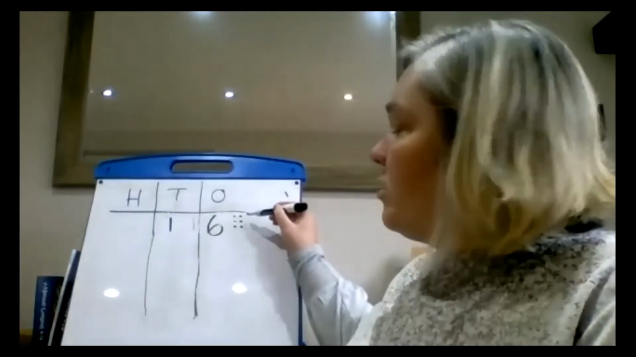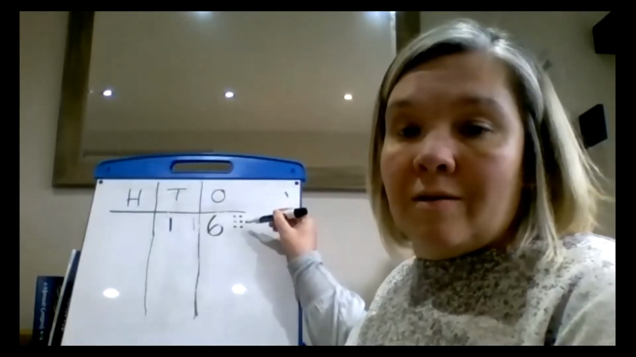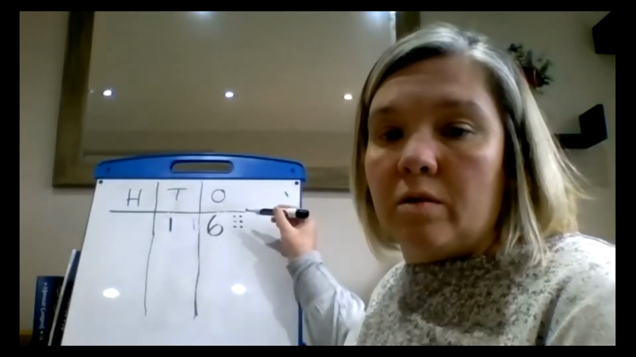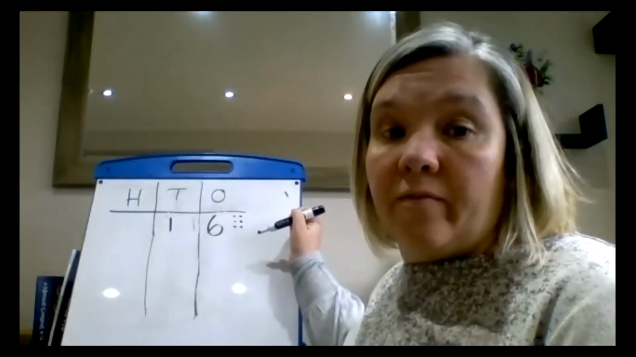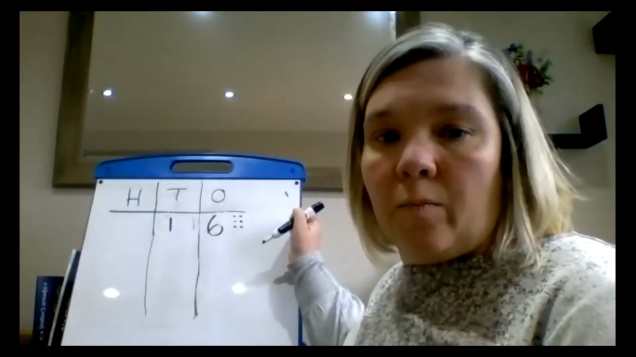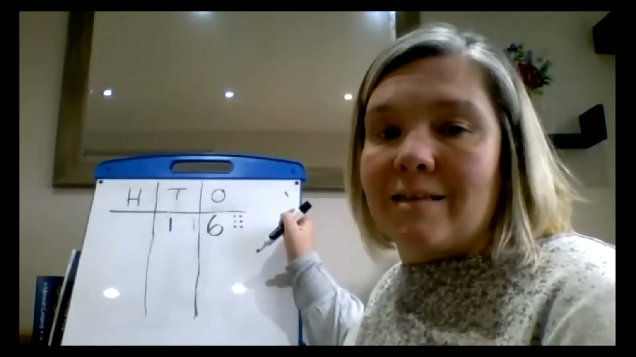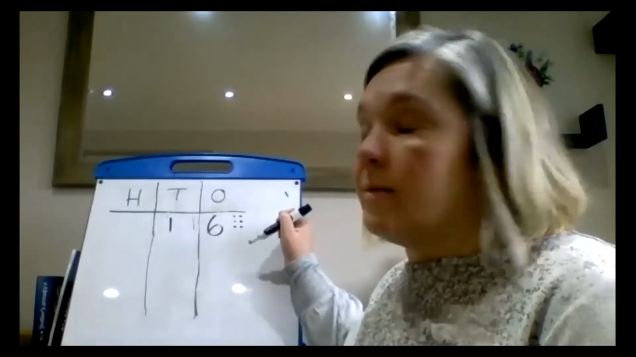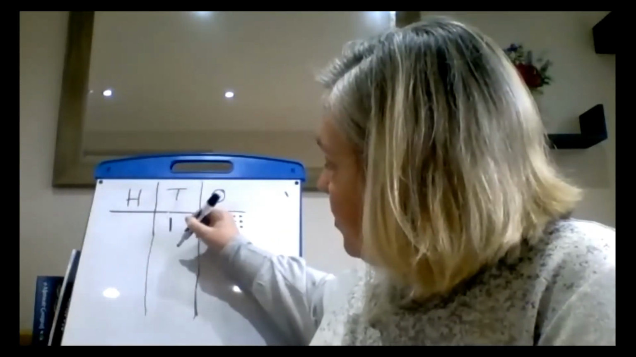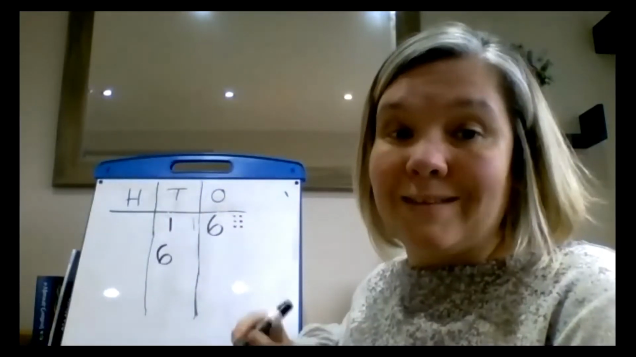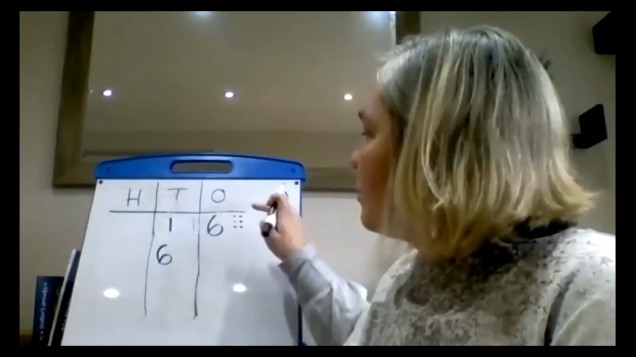Okay, I want each of these ones to now become worth 10. Okay, so instead of having 6 ones, how many 10s do I have? I have 6 10s. But what's my problem now? I can't put 6 10s in a ones column. Where do I need to put those 6 10s? I need to put them in my 10s column because I now have 6 10s.